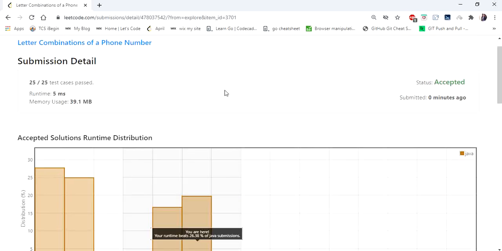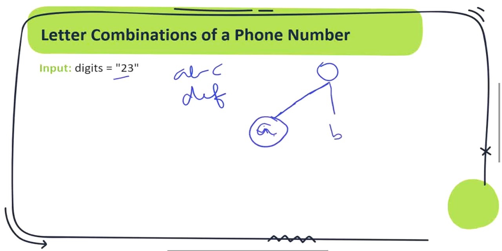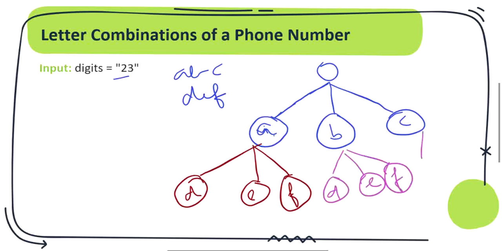So let us see a better approach in terms of time complexity. So consider the digits. 2 is going to have A, B, C as its corresponding characters, and 3 is going to have D, E, F. So let's represent these combinations in the form of a tree. So first we are going to consider all the characters of 2, which is A, B, and C, and every A is going to map with D, E, F. Similarly, every B is going to map with D, E, F. And again, every C is going to map with D, E, F.